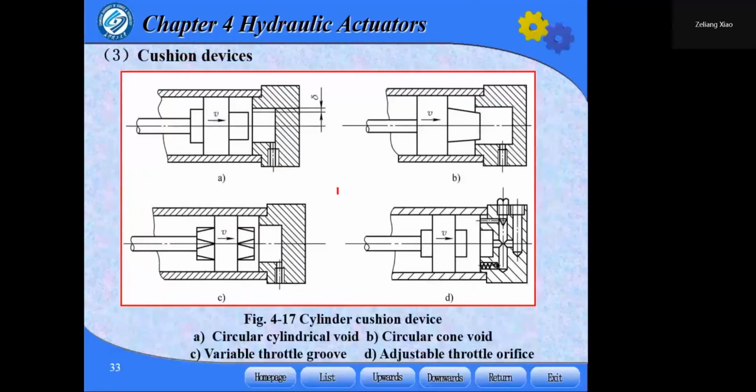Cushion devices. We can see this picture. Big A is the circular cylinder void. B is a circular convoid. C is a variable throttle groove, and the last one is the adjustable throttle orifice.